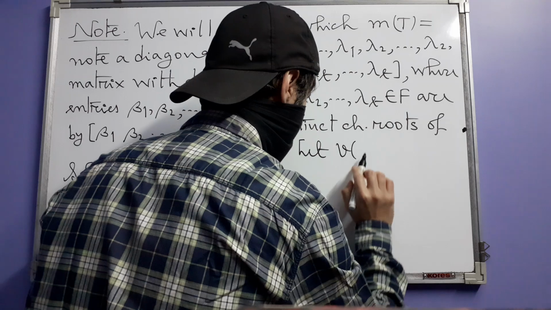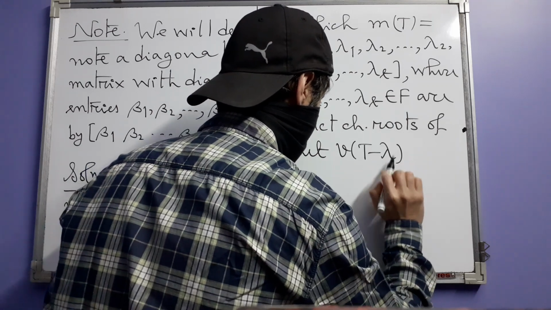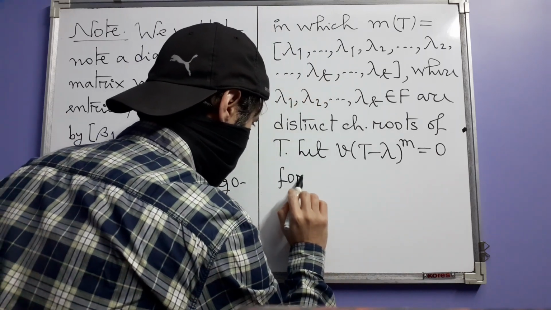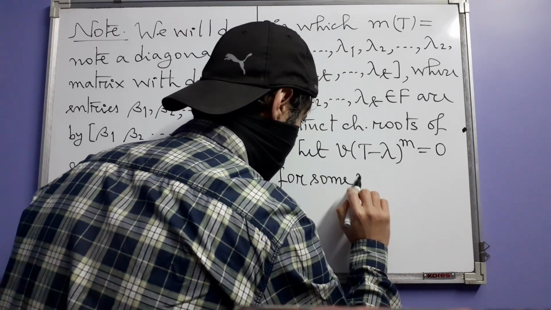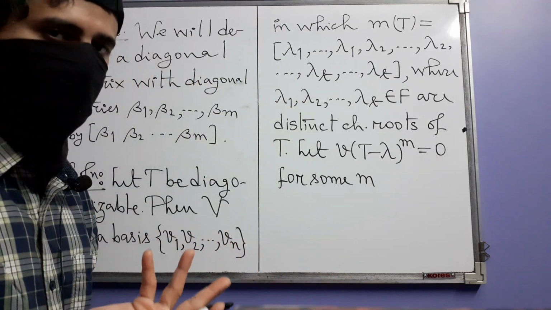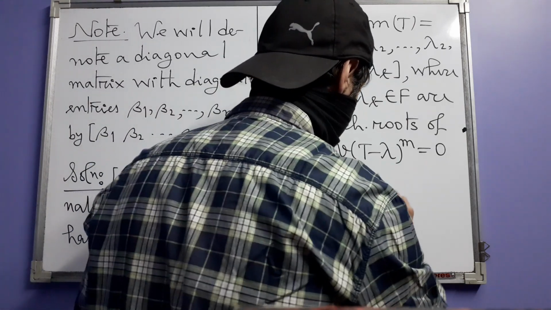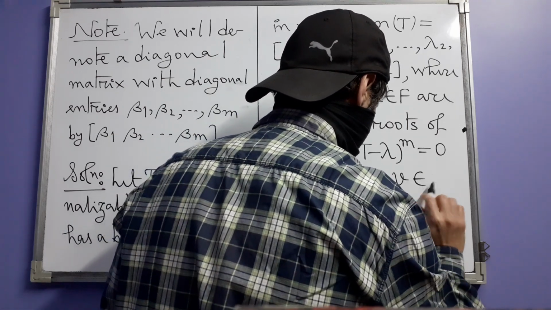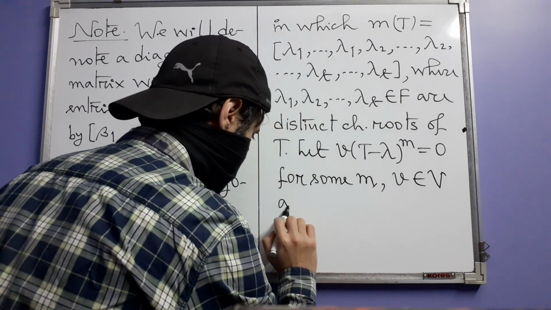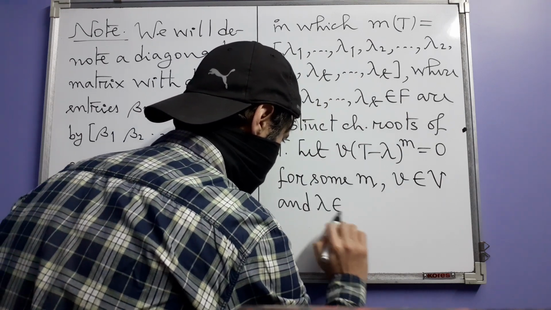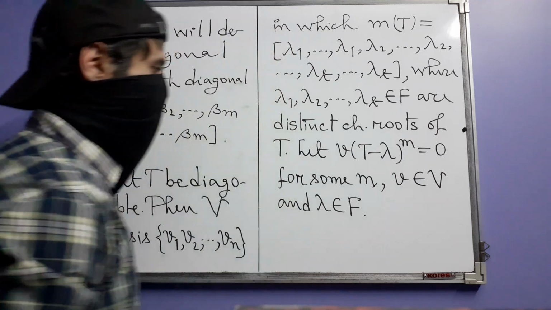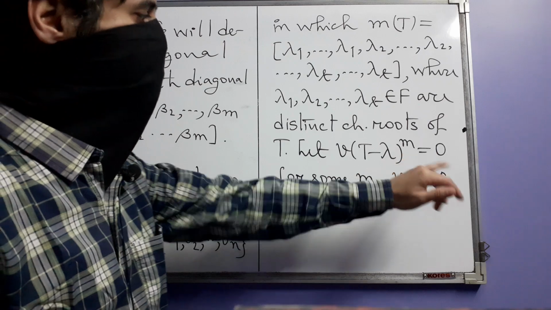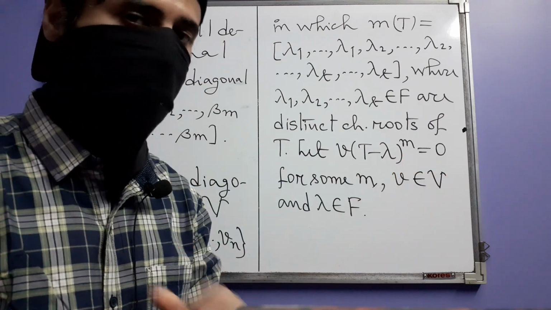Okay. Now let this be equal to 0 for some m. M here of course it's some positive integer. We do not write that again. It's understood. For some vector v and scalar lambda. What do we want to show? We want to show that v times T minus lambda is also equal to 0. Suppose that is not true.